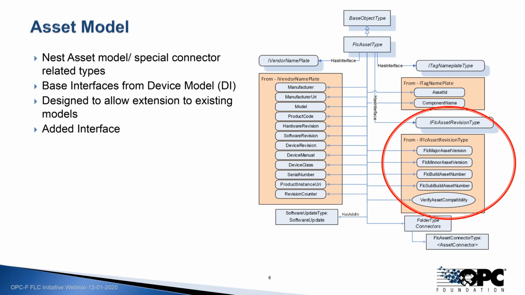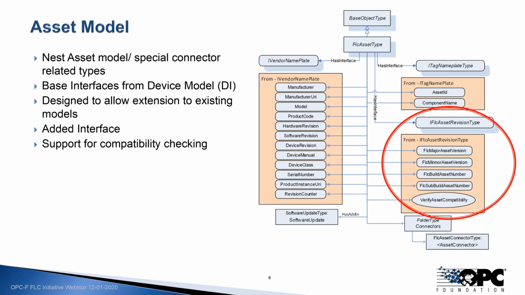We've also added our own interface in that provides more FLC specific information, including the version of the FLC model and the version and build numbers and appropriate descriptions for the asset. But the other key point is a method that allows us to validate the asset. What we've provided in FLC includes support for compatibility checking. This is the ability to have an external source call and check if the asset is compatible to what I need.